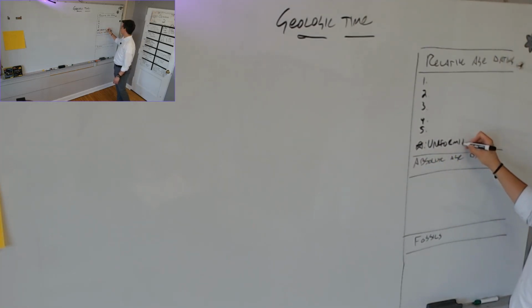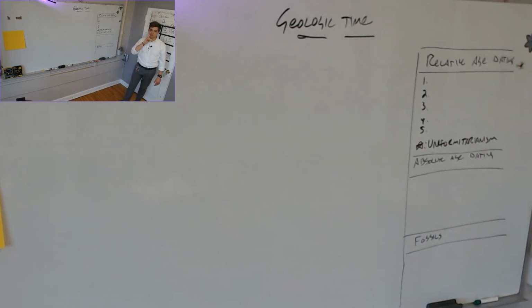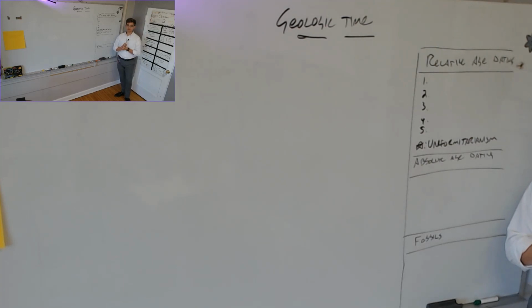Uniformitarianism. I'm going to describe it verbally. You don't need to write this down because you already have it somewhere in your notes. Good job writing it down, though. Uniformitarianism is the idea of what? I'm not going to write this. I'm just going to say it. And you're going to say it first. It's like the same. Okay, yeah, it's the same.